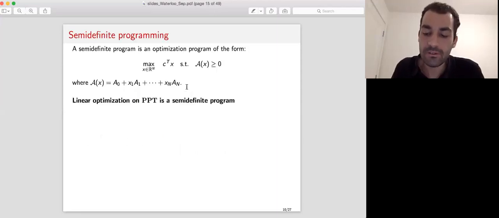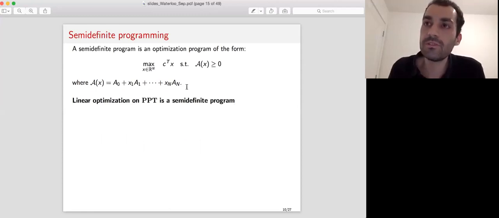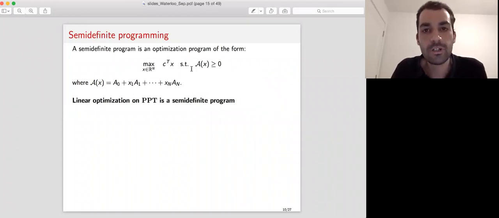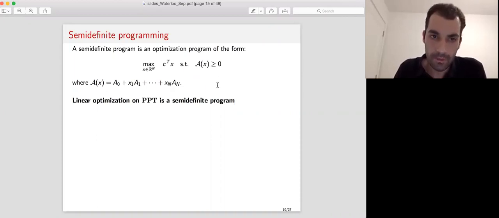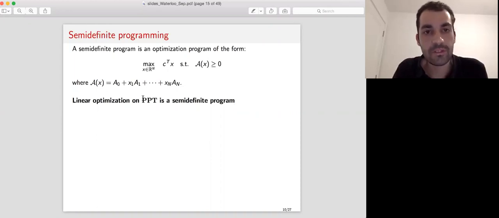So I first need to explain what I mean by an SDP representation. I really did not define this. I think many of you already know what this is, but it's good to define things so that we're on the same page. So a semi-definite program is an optimization problem of the form where I want to maximize a linear function subject to a linear matrix inequality. So A of x is linear, or actually affine, in x. Okay, so that defines a convex set. And I've already said that linear optimization on PPT is a semi-definite program.